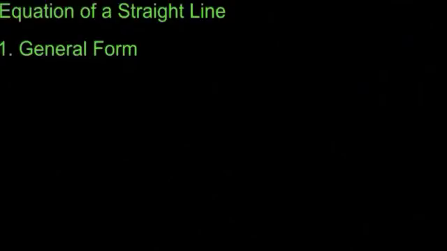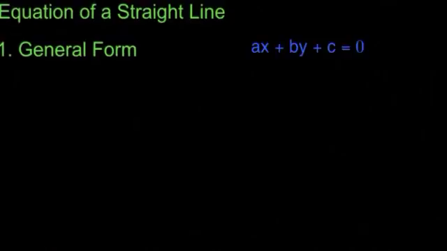In this lesson we're looking at the equation of a straight line, and we're going to see that there are several different forms for the equation of a straight line. The first form is the general form. We've seen that before. It takes on the form of ax + by + c = 0.